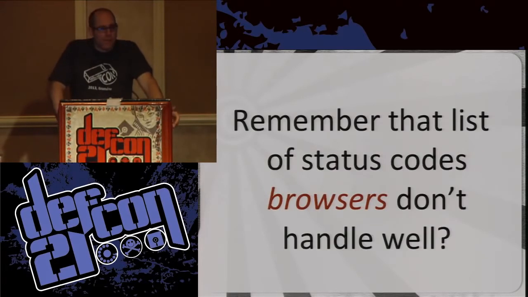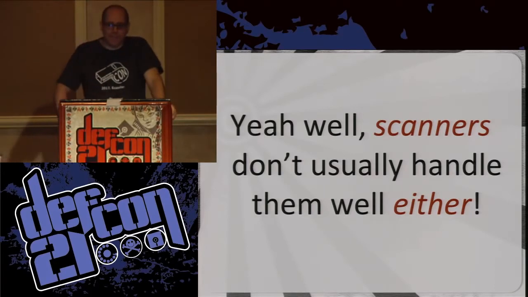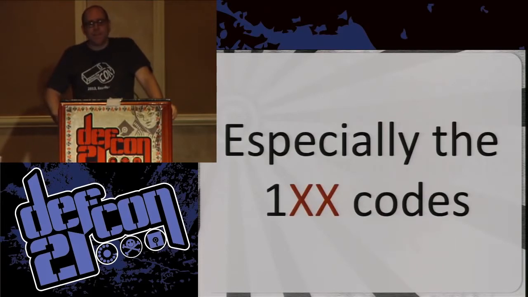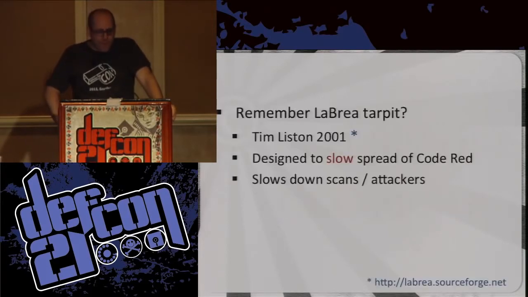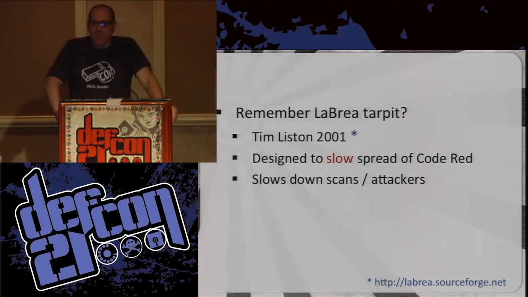Okay, remember this big list of status codes that browsers don't handle very well? Specifically the 100 stuff? Well, scanners don't like them either. Surprising there, because a scanner thinks it's going to be a browser. It's trying to do everything that a browser does. So looking at the 100 codes, we can start to really screw with stuff. So does anyone remember the LaBrea tar pit? I know you remember, yeah. So it should be Tom Liston, not Tim Liston. Apologies, Tom. So it was originally designed to slow the spread of Code Red, and it slows down attackers.